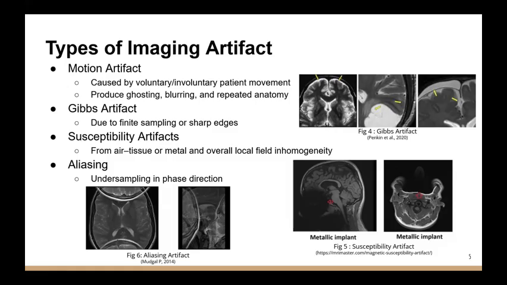Aliasing is another type of artifact which occurs when the field of view is undersampled and anatomy wraps into the image, and this is seen in Figure 6. All of these can impact image quality, but motion artifacts are by far the most common in real clinical scans. They're also the hardest to control because patients naturally breathe, swallow, and slightly move during long acquisition times. That's why our project focuses specifically on understanding and simulating motion artifacts.